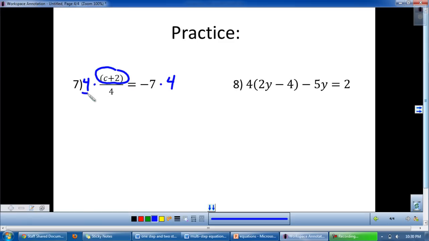Remember here, just to show you, we're going to rewrite this as a fraction. So when we multiply two fractions, okay, we can cross simplify, leaving us with c plus 2 equals negative 28. There we go. Then we are going to box our variable. That's the last thing that we want to have.